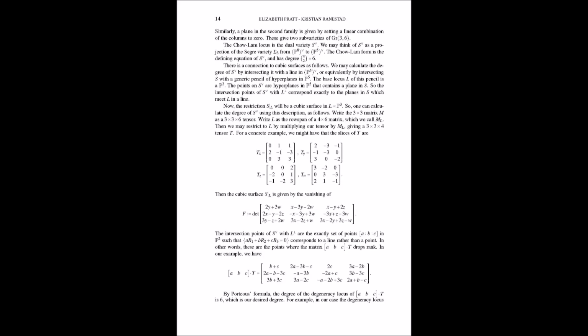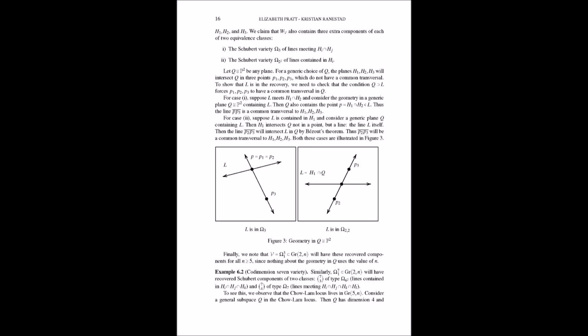Now, moving beyond these specific examples, Pratt and Ranestad address a more general question. Do generic linear sections of Grassmannians always have residual components in their Chow Lam recovery? Essentially, they're asking, if we take a random slice through a Grassmannian, will the Chow Lam form always give us back that slice perfectly, or will there be extra pieces? It's a question about the general behavior of the Chow Lam recovery. Exactly. And it's a challenging question to answer in full generality. But Pratt and Ranestad provide some valuable insights by looking at specific cases involving curves and threefolds. What do they find?